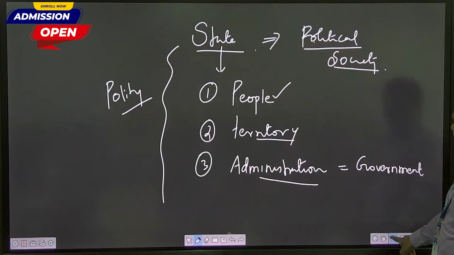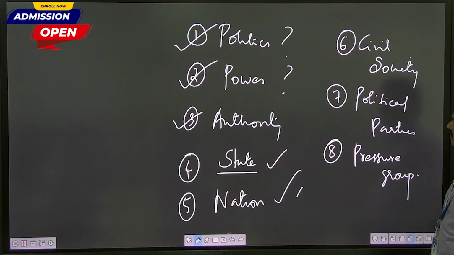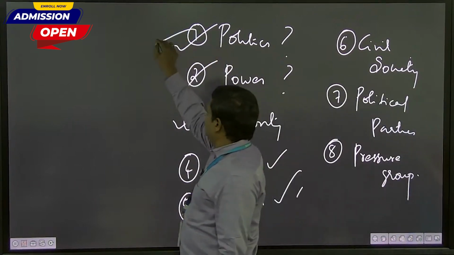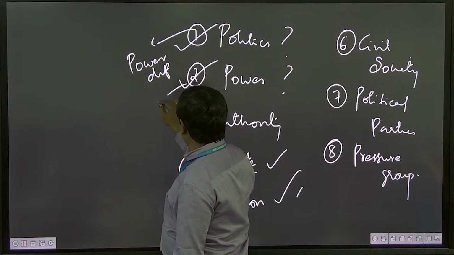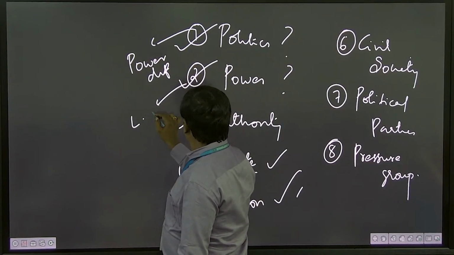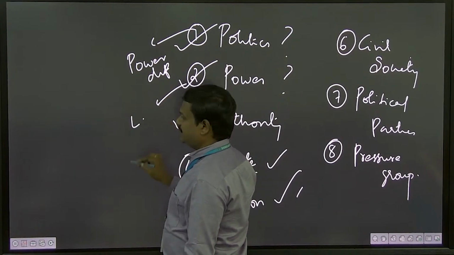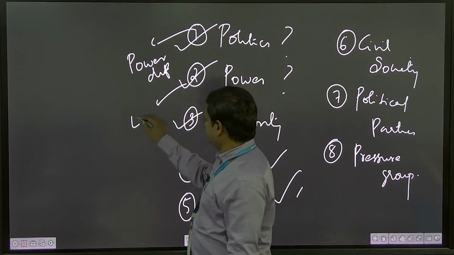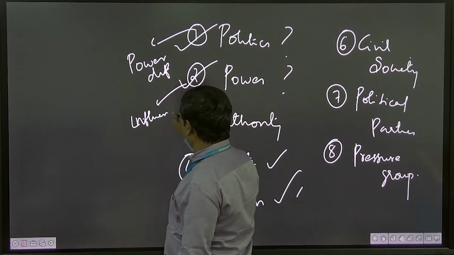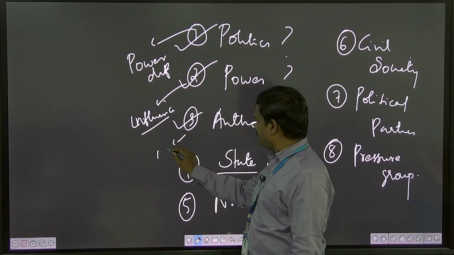What we have done in today's class, I just wanted to reiterate. We have done what is politics. Politics means power differentials, power differences. What is power? Power is the ability to make others do something which others are not willing to do. So it is only influence, making others do something which others are not willing to do. And authority is legitimate power.